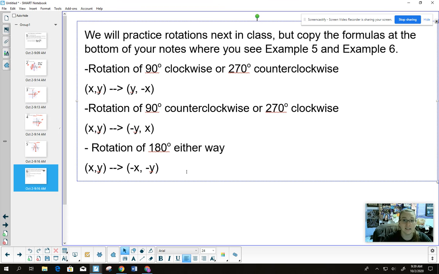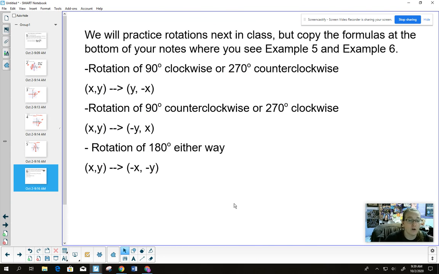Be very careful, guys. If you do not copy these correctly and you accidentally miss a negative sign or you don't write it the correct way, you will have the wrong formula and you will get it wrong every time. So take a moment, pause the video. If you have your pink notes, copy it there at the bottom of the page where you see example 5, example 6. If not, just copy it onto your own piece of paper.